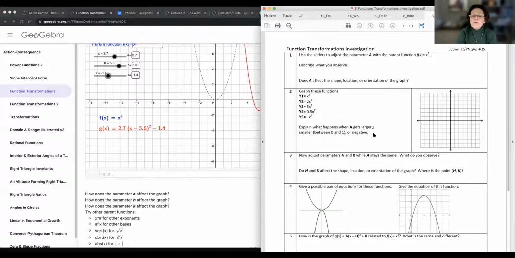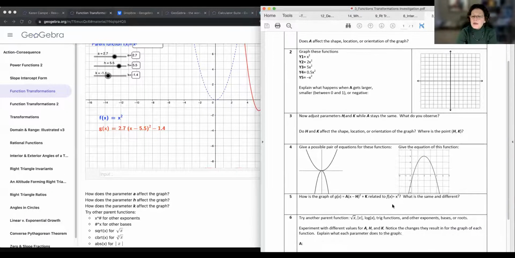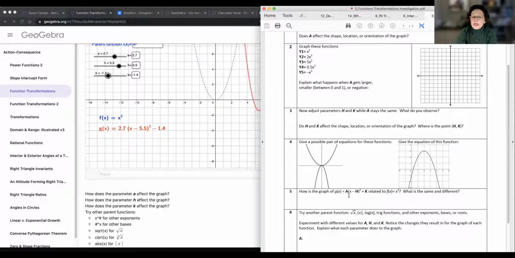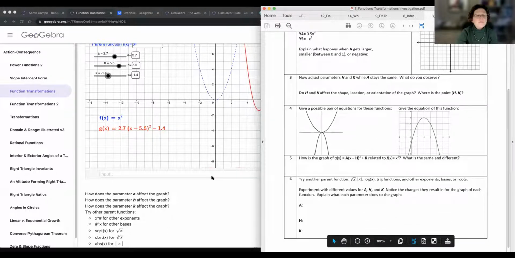In the handout, it takes students through some more specific questions, not just what A, H, and K do, but give a possible pair of equations for this function. So this is reversing our representations, making sure students apply the math. Number 5, how is the graph of the transformed function related to the original function? What is the same and different? And try different parent functions.